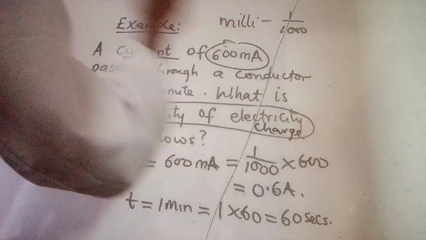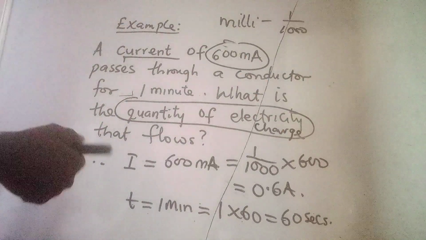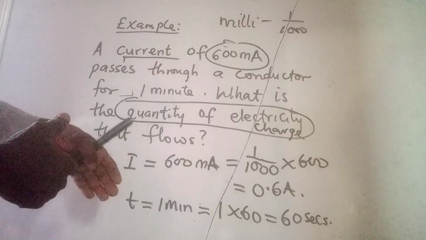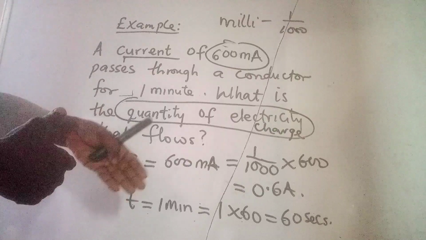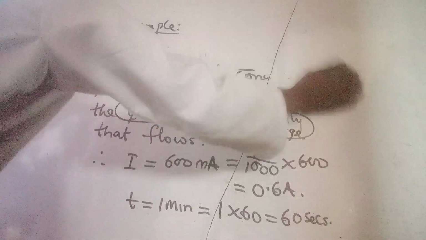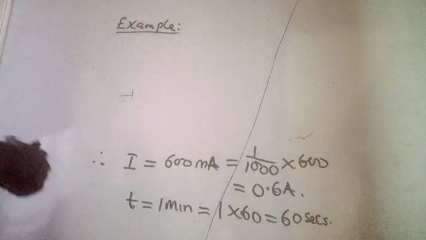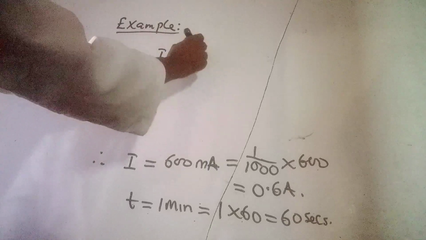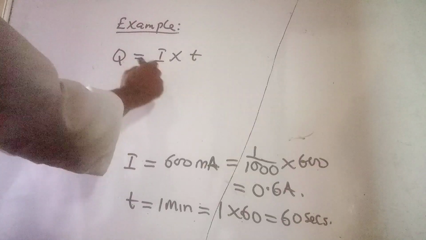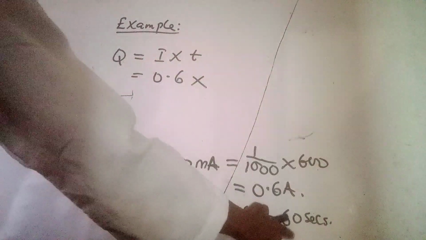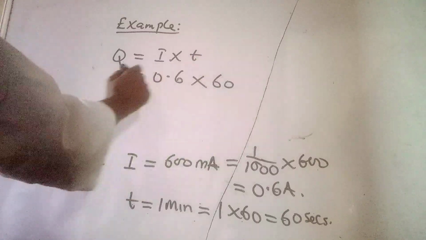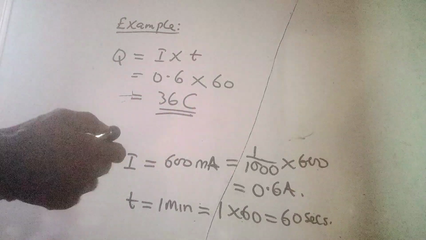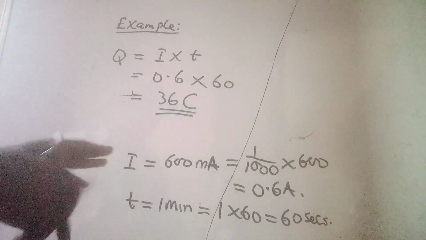Remember, I told you in the previous note that the study of the flow of charge is called what? Electricity. So in that case, what will now be quantity of electricity, which is written as quantity of charge? You write your formula, current times what? Time. And that will be current, which is 0.6 amps, multiplied by 60 seconds, which is time. And that will give us what? 36 coulombs. That's the quantity of electricity or quantity of charge that flows.